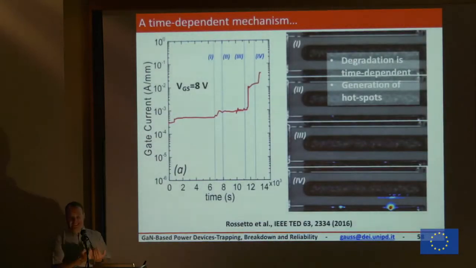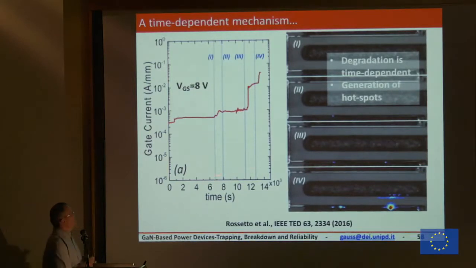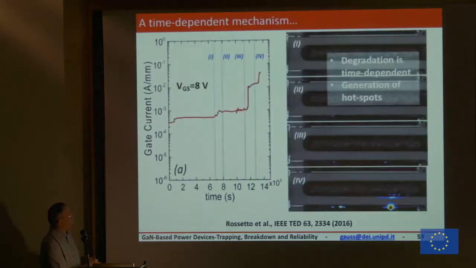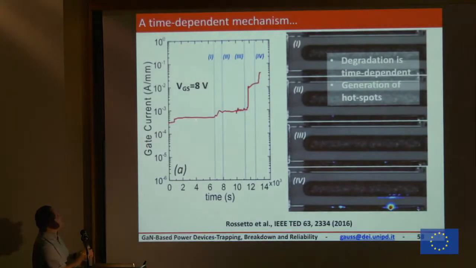So in order to understand which is the right bias voltage, the maximum bias voltage that I may have in order to guarantee a reasonable number of years of operation, first of all, we did what we call the stress test. So the gate current is monitored as a function of time at VGS of 8 volts. 8 volts means that we are in a region where we start to see some degradation, okay? We are close to seeing a big jump, not yet done.